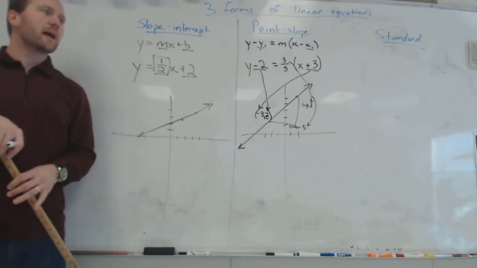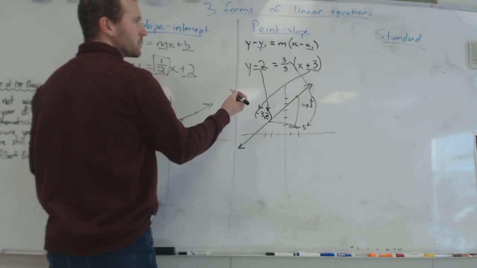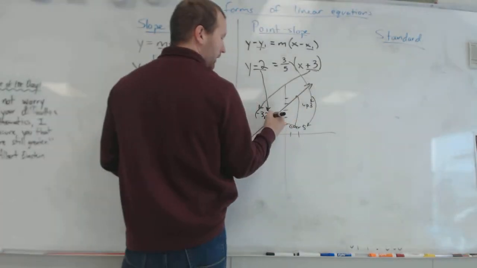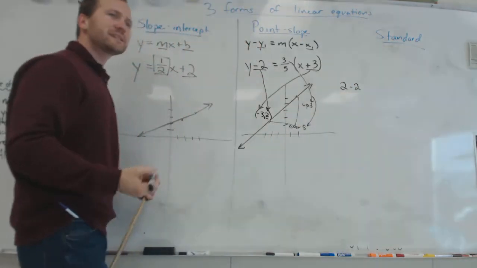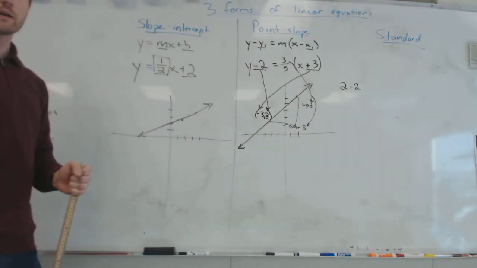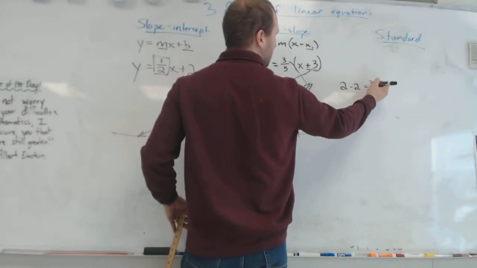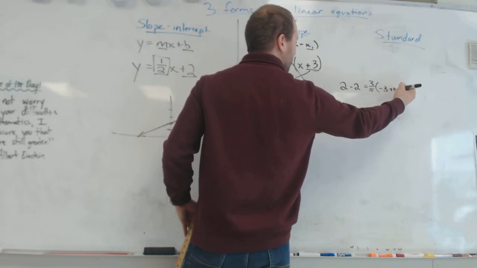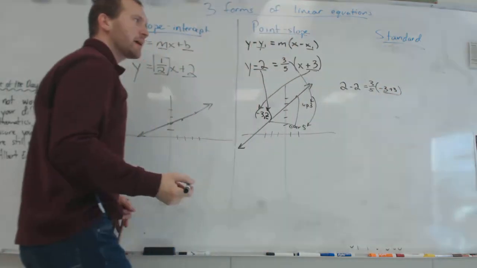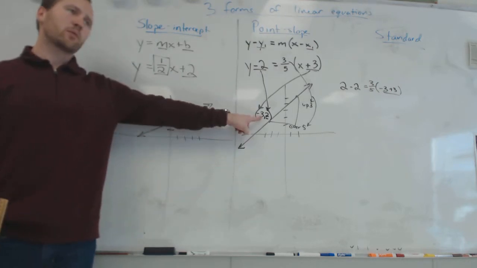The reason for that is, watch what happens if I plug this in. If I have this equation, y minus 2, according to this point, it would be 2 minus 2. That's going to make 0, right? So that's why it's opposite, because what we're doing here is making 0. And then we have 3/5 times, now it would be negative 3 plus 3, which also is going to make 0. So I have 0 equals 0 at that point.